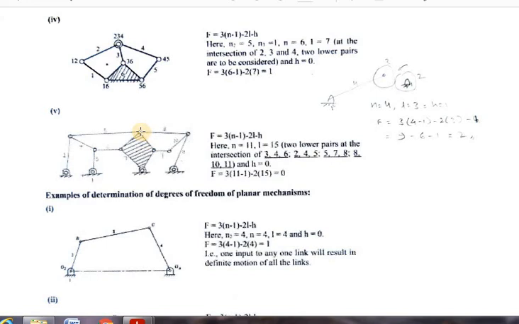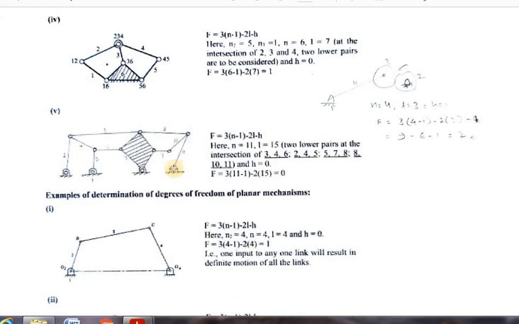and here we have to count as 2 because it connects between this link and this link. So 9 plus 2 is 11, and again here we have to count as 2 because it connects between this link and this link. So 11 plus 2 is 13, this is 1, 14, and this is 1, 15.